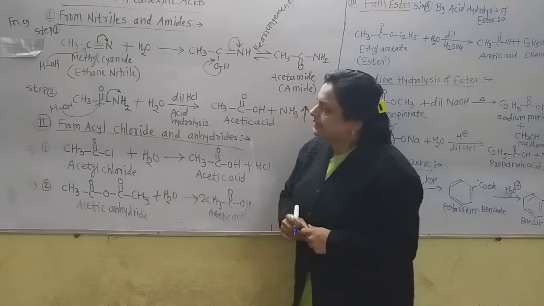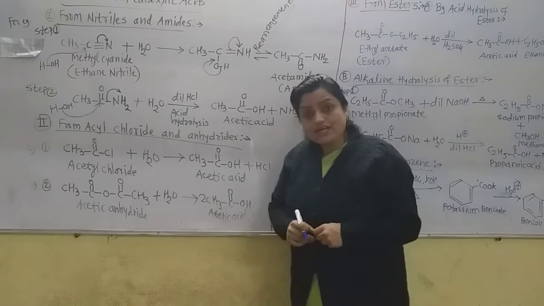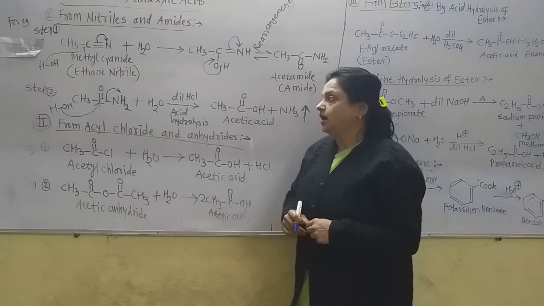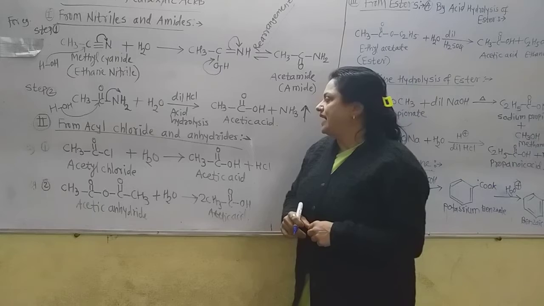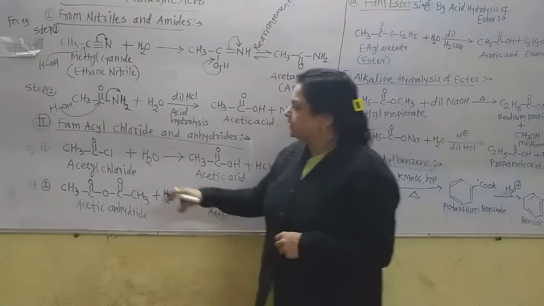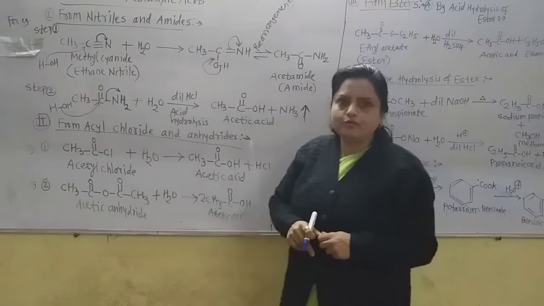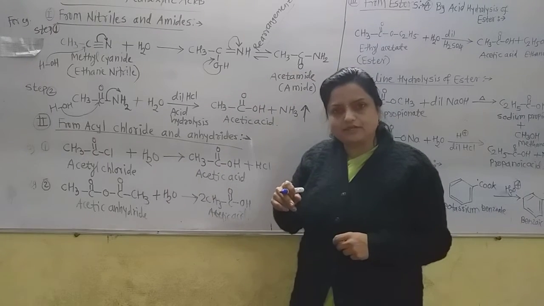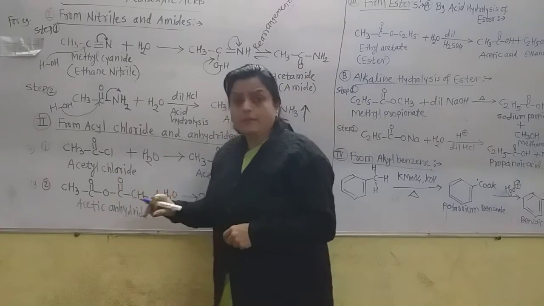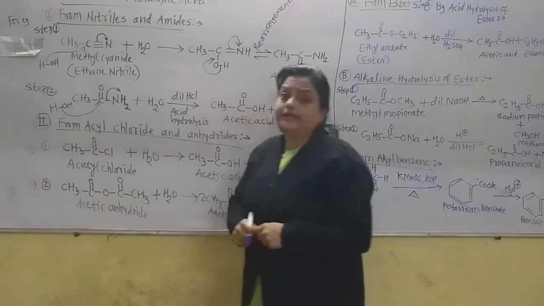This is only one example. Now see the second method of the preparation of acid, that is, from acyl chloride or acyl anhydride. First let us see from the acyl chloride. You know the general formula of the acyl chloride, RC=OCl. Only Cl is attached to the carbonyl group, but I take here a particular example.